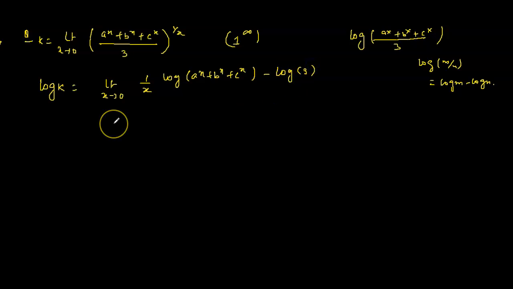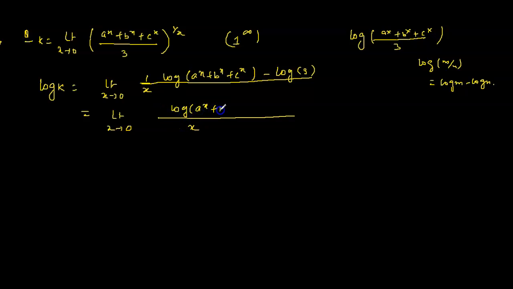Any doubt in this? No. So I can write limit of x tends to 0 here, that is 1 by x. The 1 by x is there for the overall expression, not only for one term. So log of ax plus bx plus cx minus log of 3. Just I rewrite. 0 you put here: 1, 1, 1, log 3 minus log 3 is 0, and 0 in the denominator. The 0 by 0 form is given, so we can apply the L'Hopital rule.